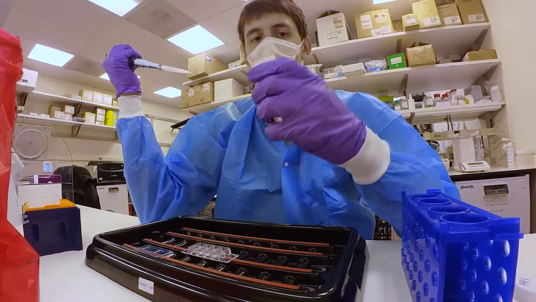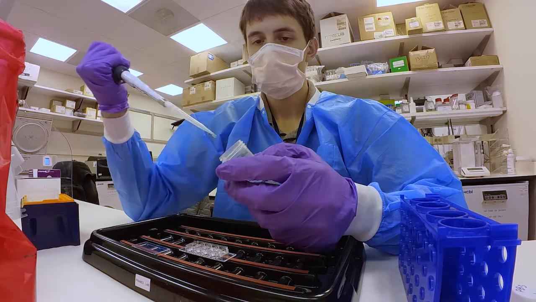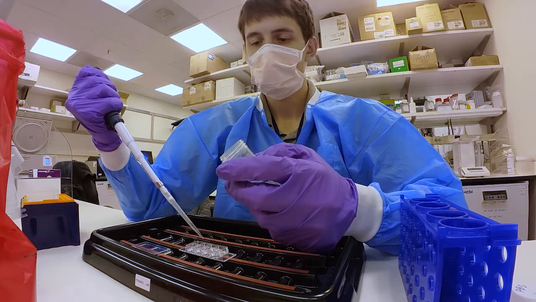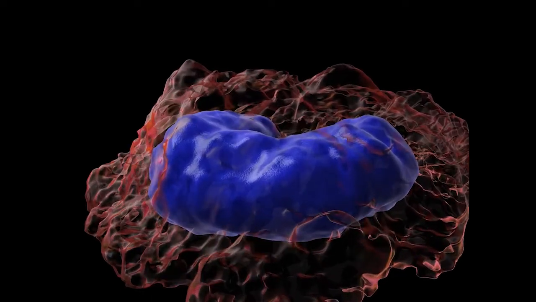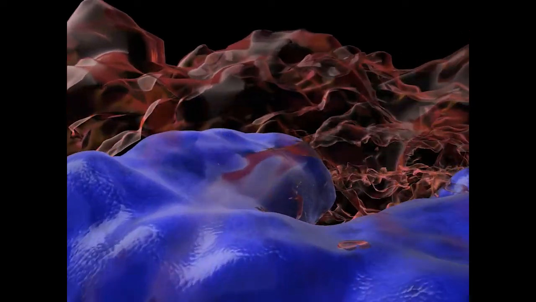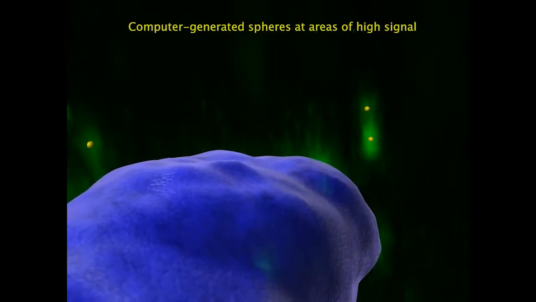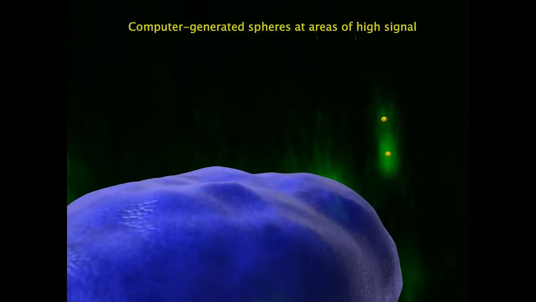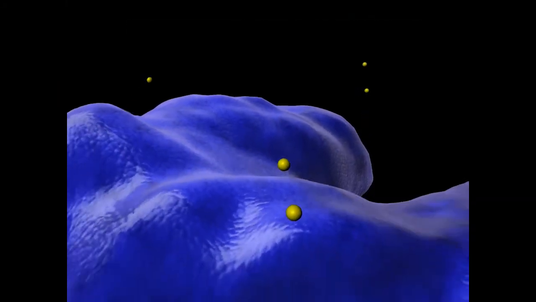Using a technique called hybridization chain reaction, or HCR, we will find where the specific RNA is found within the cell. Zooming into the cell, in the cytoplasm, we can see the RNA in the form of a green glow. We use a computer program to mark spheres at areas where the RNA is found. This makes them easier to see.